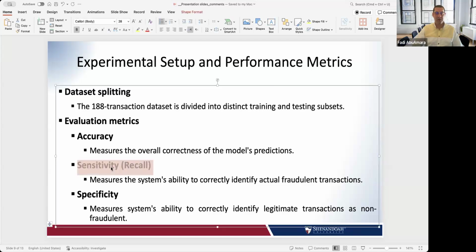Then we have sensitivity, or recall. This measures the system's ability to correctly identify actual fraudulent transactions. Why is this important? To minimize missed fraud and ensure effective detection of malicious activities. Finally, we have specificity. This one measures the system's ability to correctly identify legitimate transactions as non-fraudulent. Now, if we get a high rate, this means it reduces false alarms and prevents disruptions to legitimate customer transactions and operations.